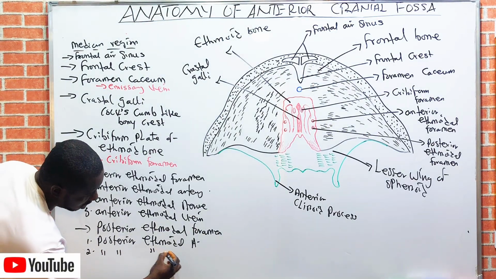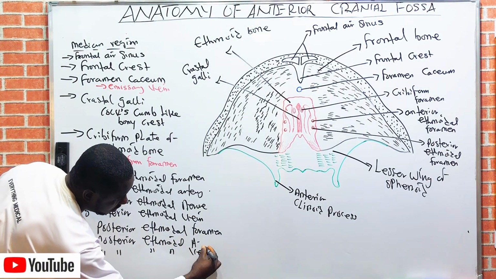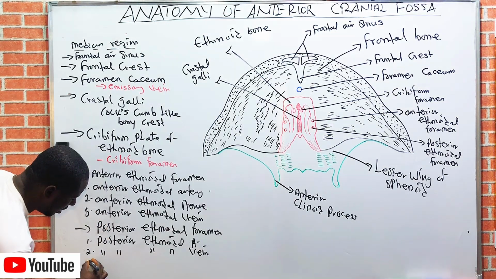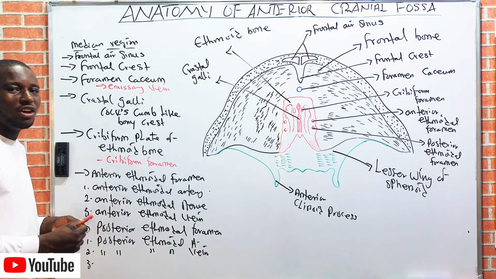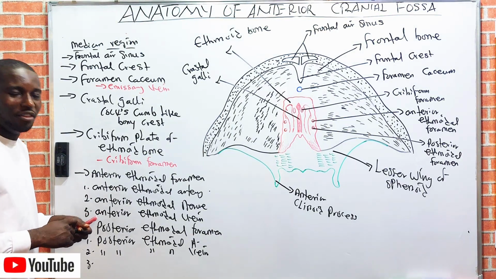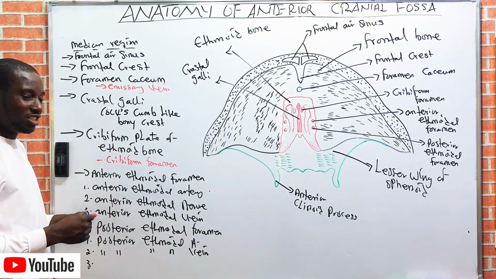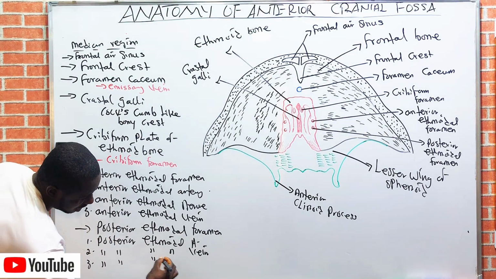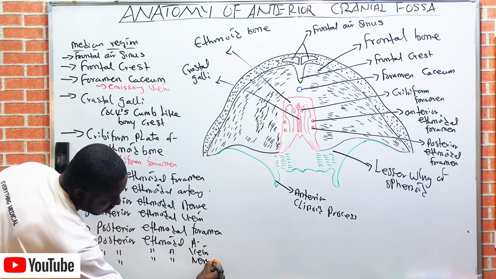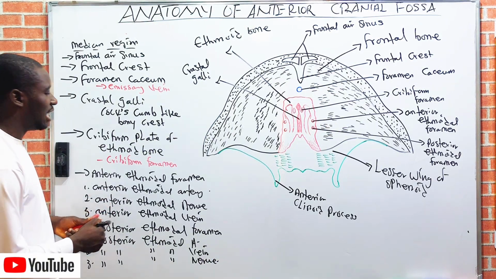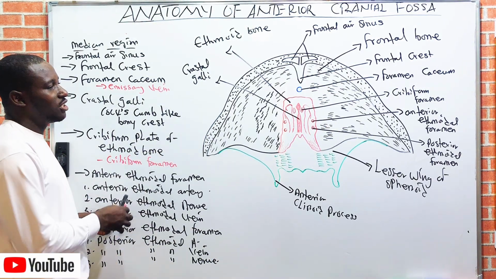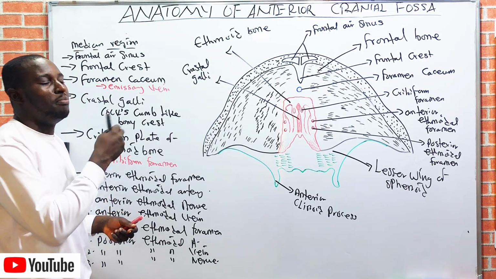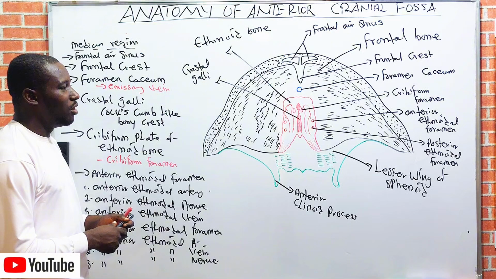Posterior ethmoidal vein is a tributary of the ophthalmic vein. Number three, it transmits the posterior ethmoidal nerve, which is a branch of the nasociliary nerve. So these are the contents of the foramen that is found on the cribriform plate of the ethmoid bone, or the perpendicular plate of the ethmoid bone.